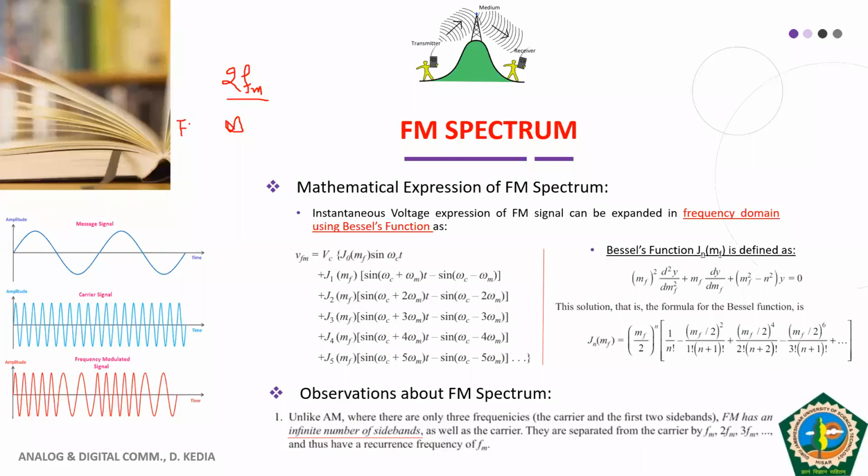If you remember yesterday's class, in FM, I told you that in the expression of frequency modulated signal, we have a sine of sine. So that's why we cannot simply use Fourier analysis, or just by looking at the mathematical expression, we cannot make out how many frequencies are there. So we will have to use the Bessel function approach in order to understand the spectrum of FM.